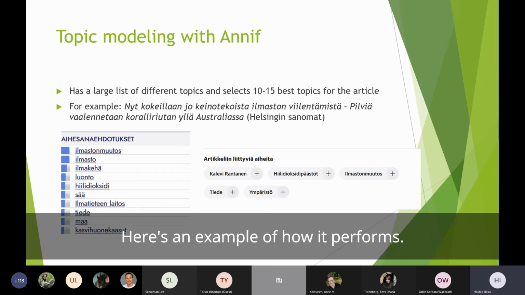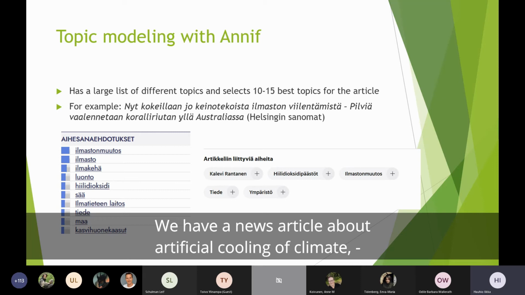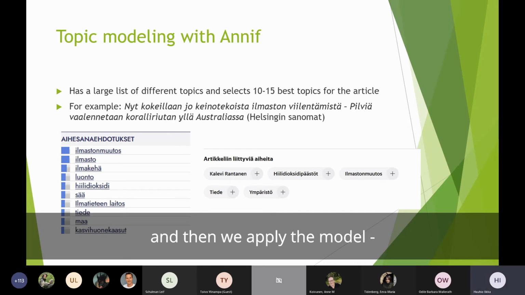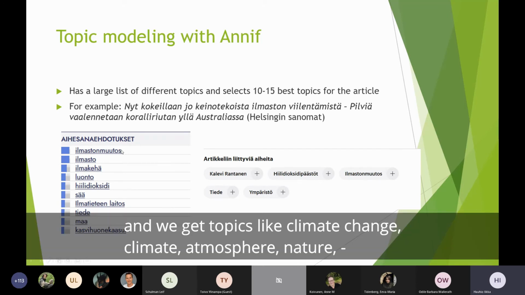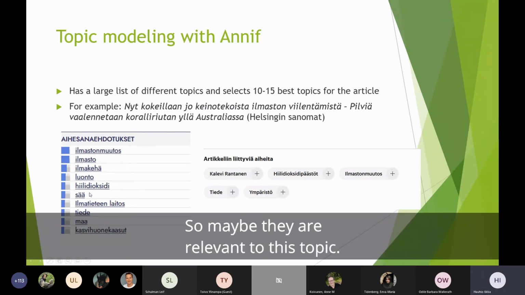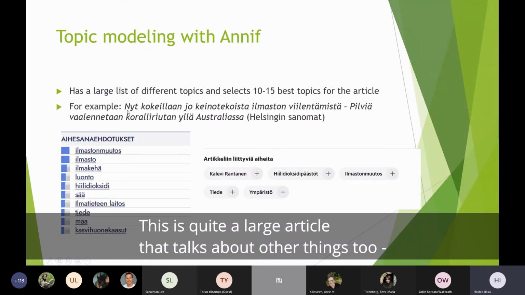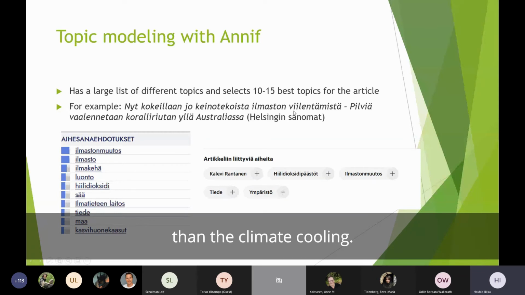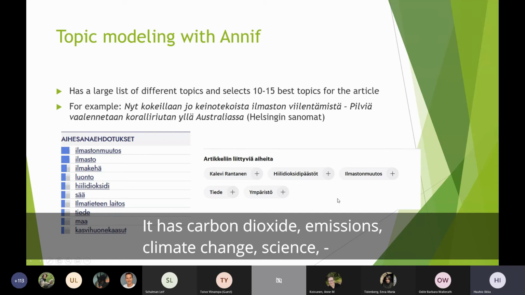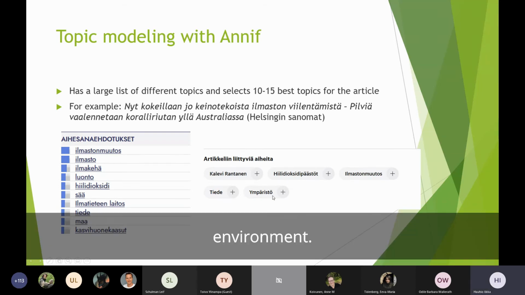Here's an example of how it performs. We have a news article about some artificial cooling of climate, and then we apply the model, and we get topics like climate change, climate, atmosphere, nature, carbon dioxide, weather. So maybe they are relevant to this topic. This is a quite large article that talks about other things too than the climate cooling. And here is the real text that this article has. It has the tags carbon dioxide emissions, climate change, science, environment.